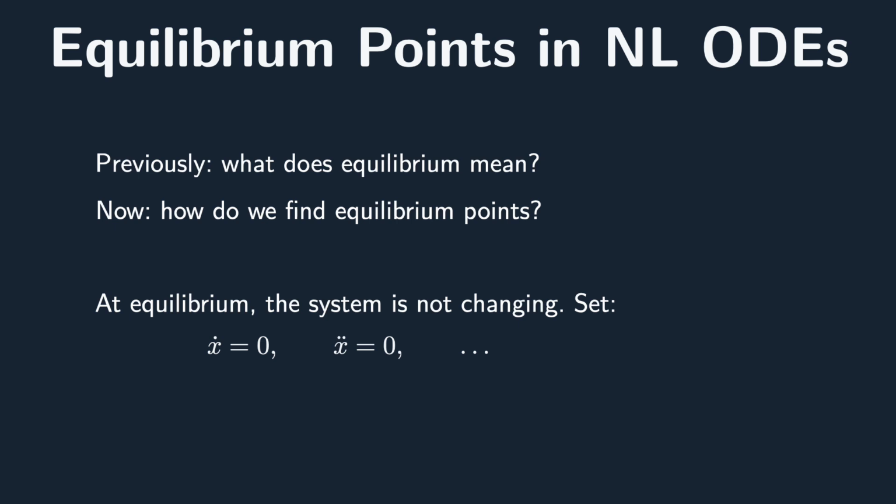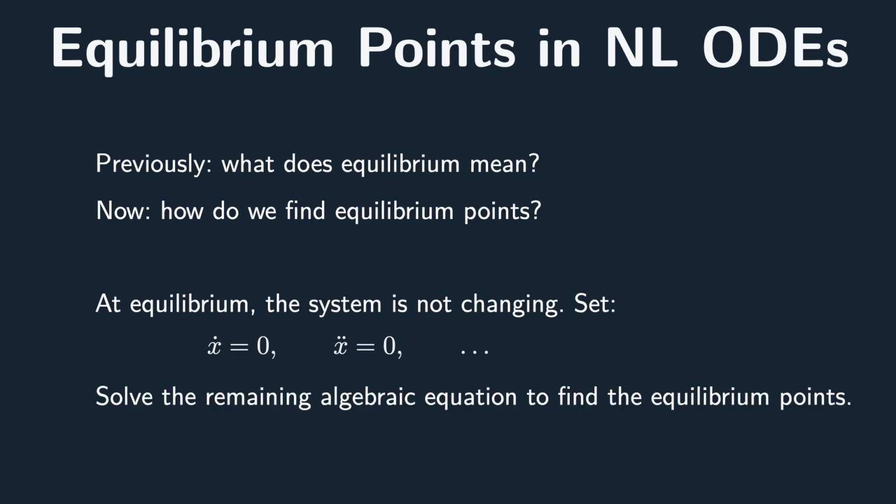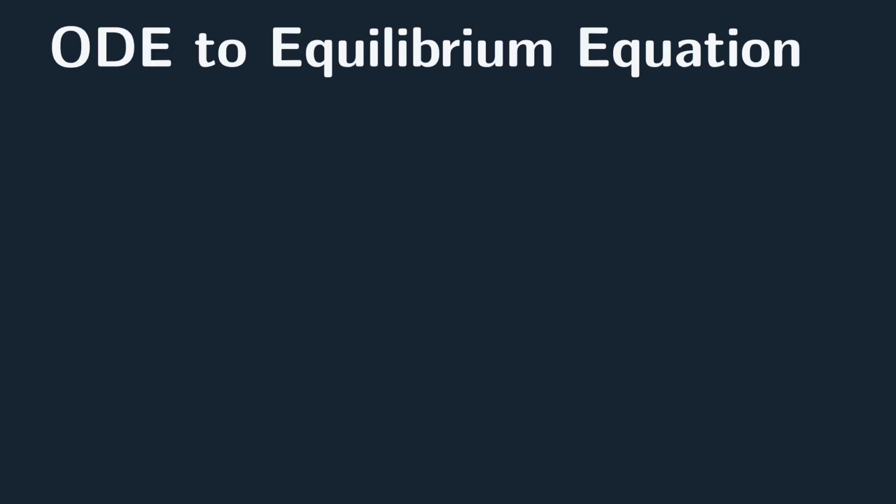Once we set the derivatives to zero, the differential equation becomes an algebraic equation. Finding the equilibrium points then means solving that algebraic equation. In that sense, it is similar to finding roots. But these are roots of the equilibrium equation, not characteristic roots of a linear ODE. Let's turn this idea into a general procedure.